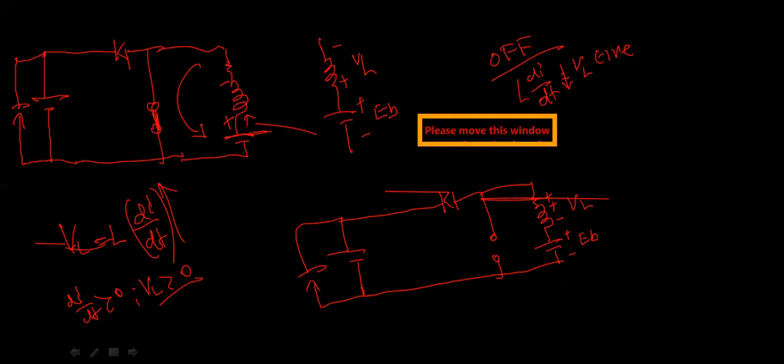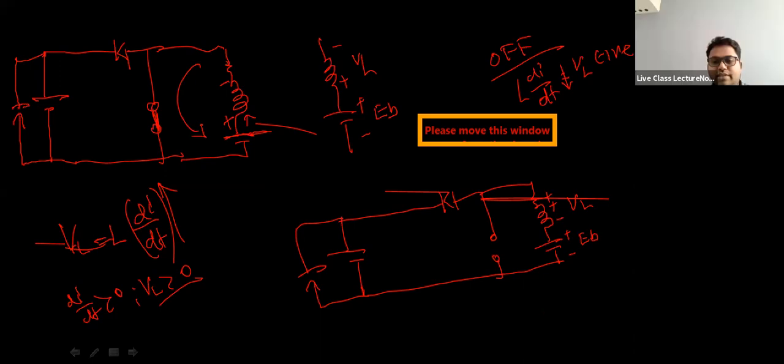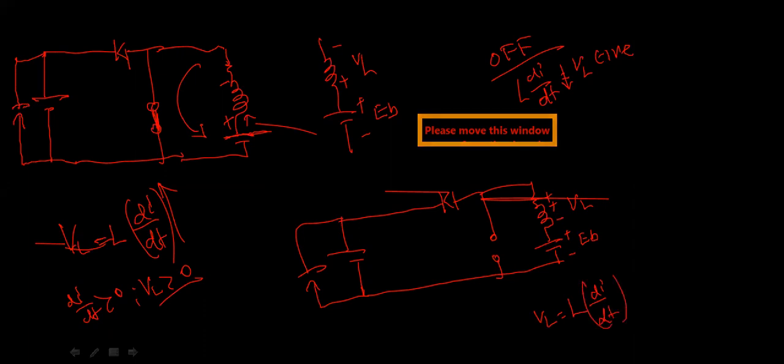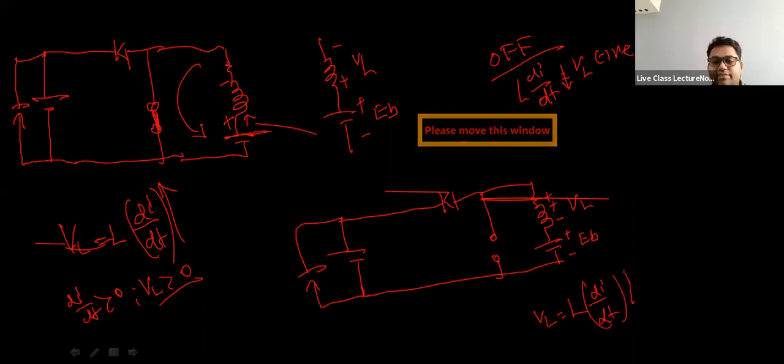Yes, sir. So this VL is actually very high. VL equals L di/dt, right? So di/dt is going down very fast. So VL will be very high initially, right? So that will get added. So E back plus VL, this is all momentary, right? And now here it is already V in, right? Say this is at 200 volts, right?